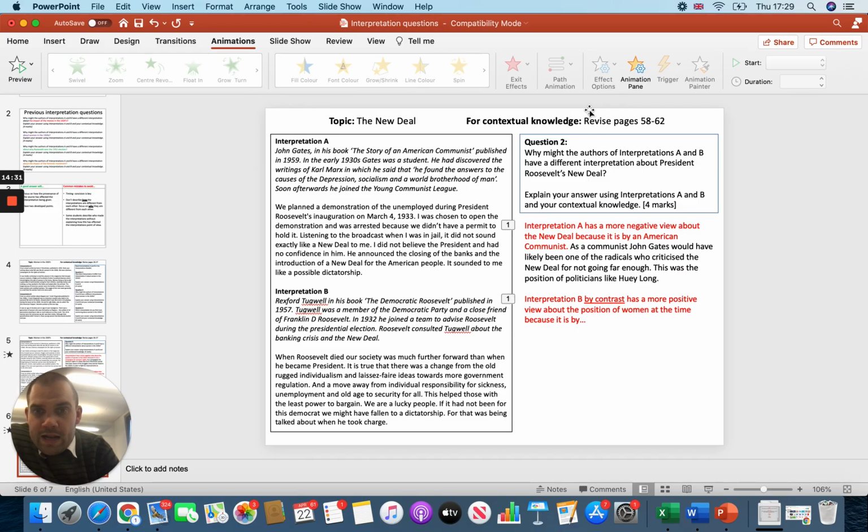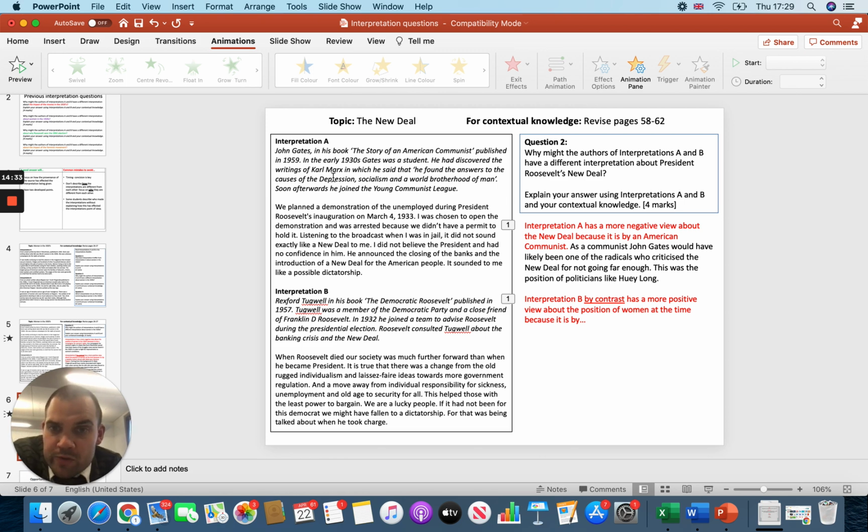Okay. Now, if we look at the descriptions of each interpretation, just to speed things up on this one, in interpretation A, this author has quite a negative take on the New Deal. He doesn't really see it as offering more freedom to the American people, and he's on a demonstration opposing Roosevelt's inauguration. So he's someone who's quite skeptical of the New Deal in some ways. This one here is much more positive and says that the New Deal saved America from unemployment and political extremism. So it's a much more positive take.